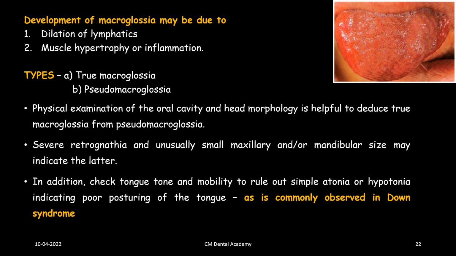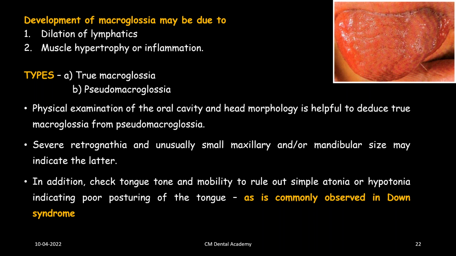So why does the tongue become large in size and how does it happen? One cause is dilatation of the lymphatics supplying the tongue. There is also muscle hypertrophy, where the muscle cells enlarge in size. And sometimes there is inflammation, which leads to fluid accumulation and thereby increases the size of the tongue. It presents clinically in two conditions, true macroglossia and pseudomacroglossia.